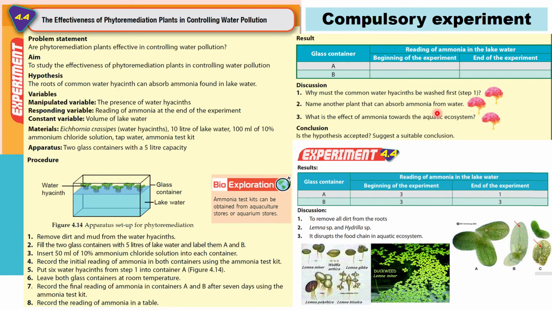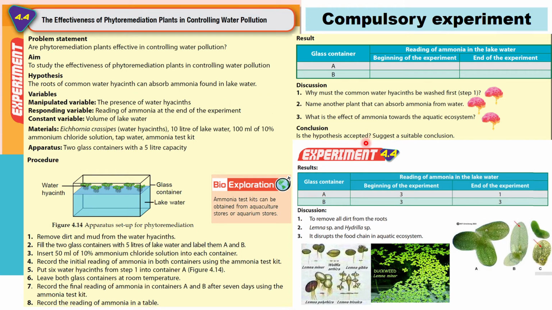So that means the harm is not only to the plants itself, but the entire ecosystem. Of course, we have the producer, the primary consumer, and the secondary consumer. How is it going to affect the entire aquatic ecosystem? It's going to disrupt the food chain in the aquatic ecosystem, because anything too excessive, too much is not good.